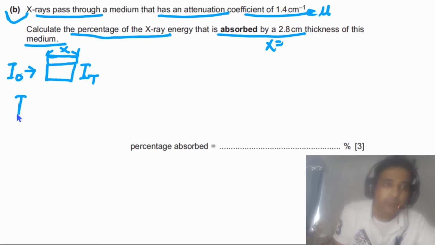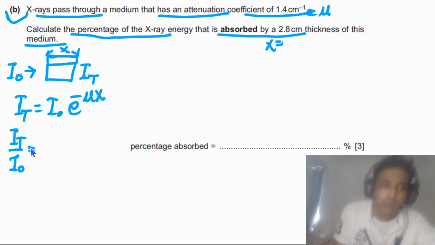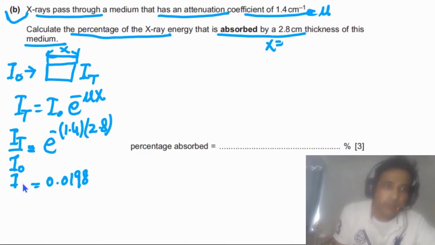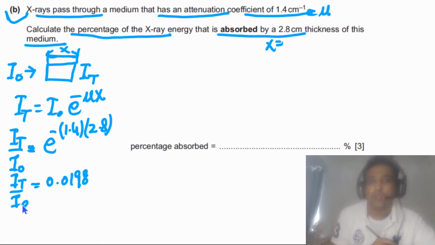Now simply we have to use I equals I naught e to the power of negative mu x. So we can find I over I naught. This is the transmitted intensity, the fraction of incident intensity that has been transmitted. We can calculate this: mu is equal to 1.4 and x is equal to 2.8, and if we solve this we will get 0.0198. So this is I over I naught, but we need to calculate the percentage absorbed.